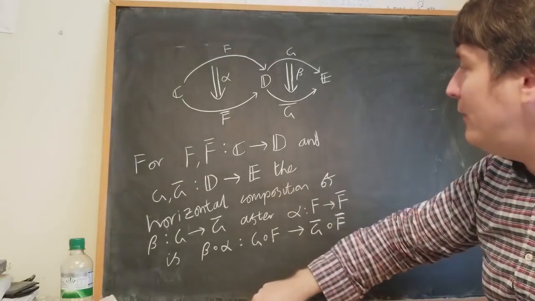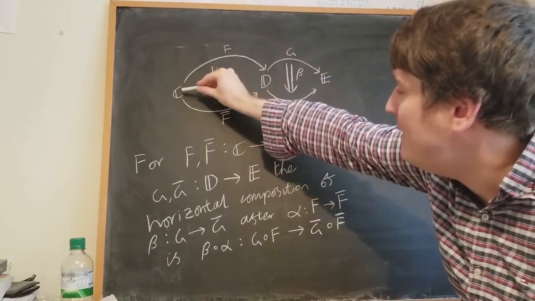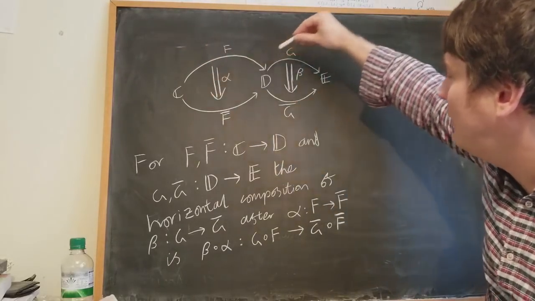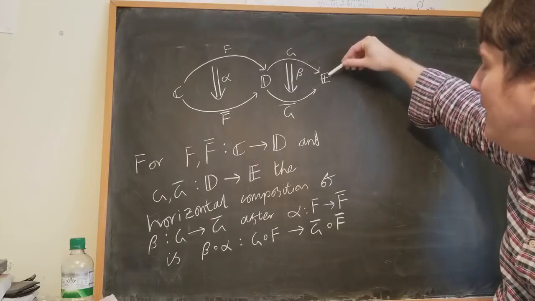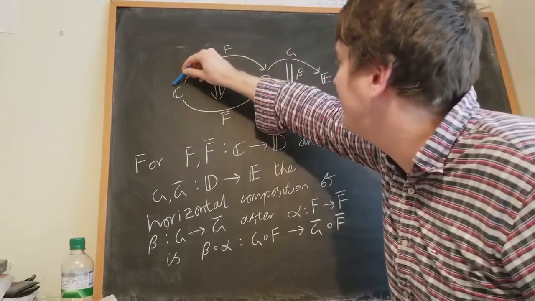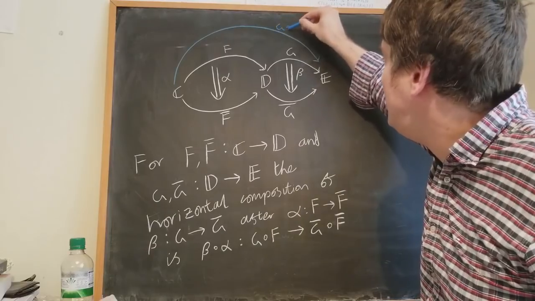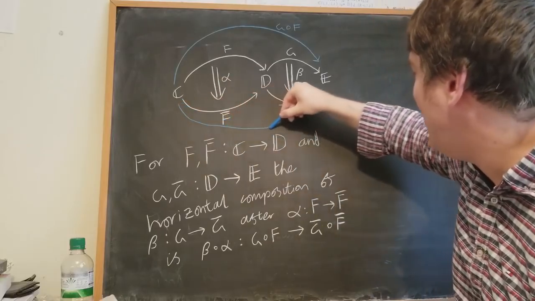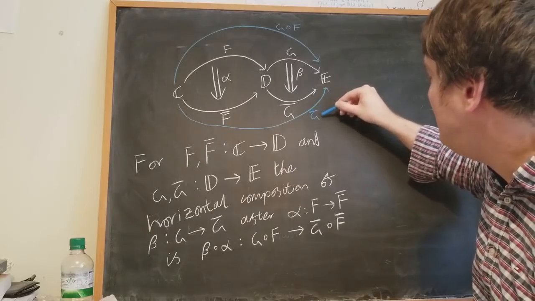The basic idea is that, say we have a couple of functors F and F bar, and they both go from a category C to a category D. And then we have a couple of functors G and G bar that go carrying on from D into category E. So we could compose these two functors together and we'd have another functor like this, G after F. Similarly, we can compose these two functors together and we'll have another functor here, G bar after F bar.